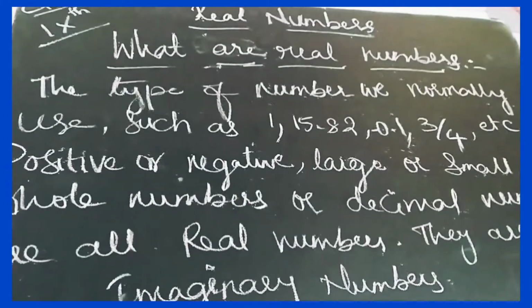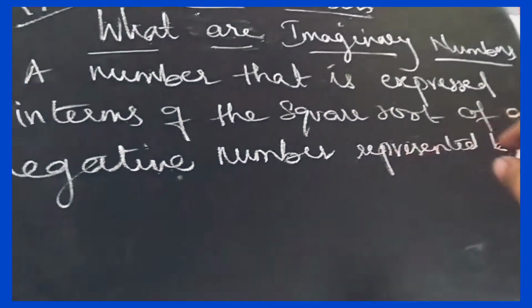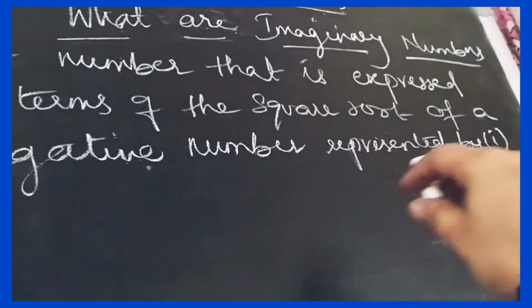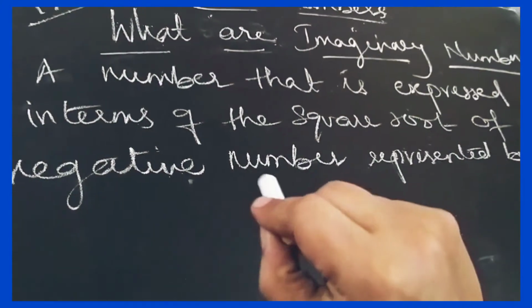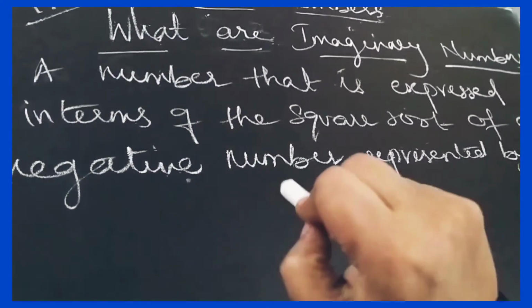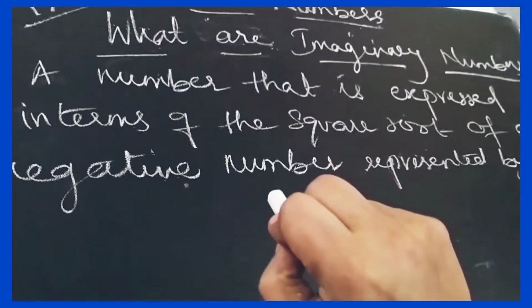What are imaginary numbers? A number that is expressed in terms of the square root of a negative number. It is represented by i. When we take the square root of a negative number, the answer is not a real number.